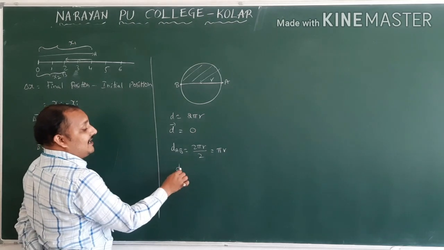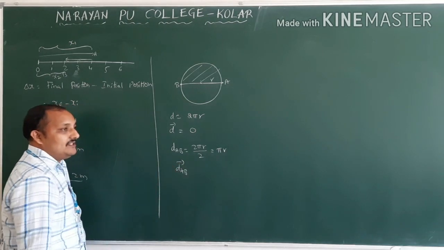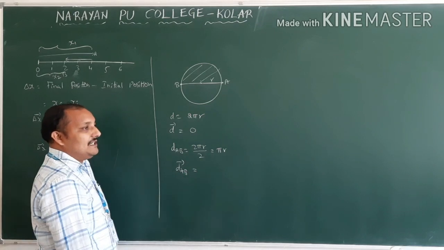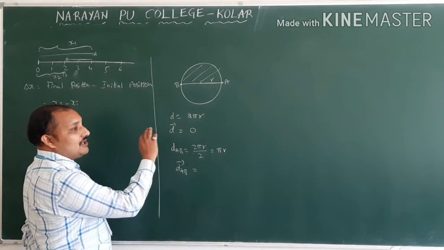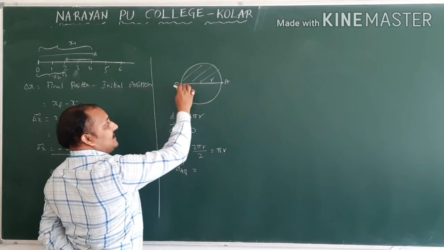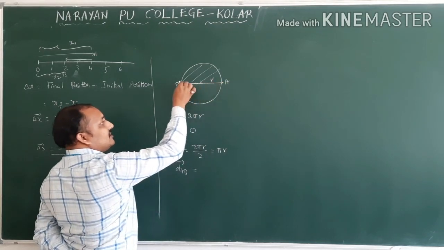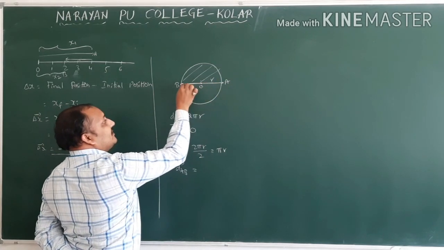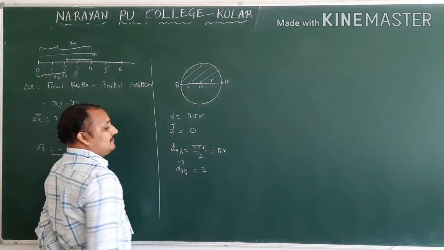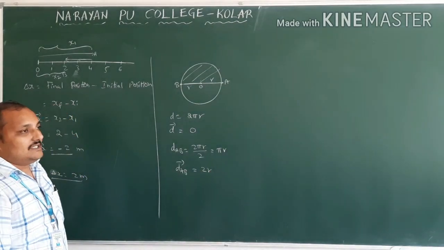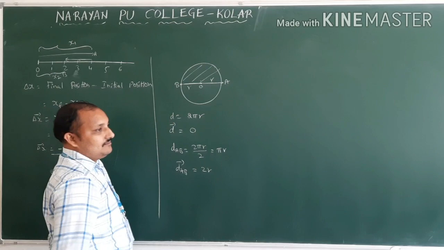Next, what is the displacement? Displacement means you have to put a bar, D_AB bar. What is the displacement definition? The shortest possible distance between initial and final. This is the shortcut, the shortest possible distance. So from the center to here is r, and from the center to here is r, therefore total displacement is r plus r, which is 2r. This is for a semicircle.